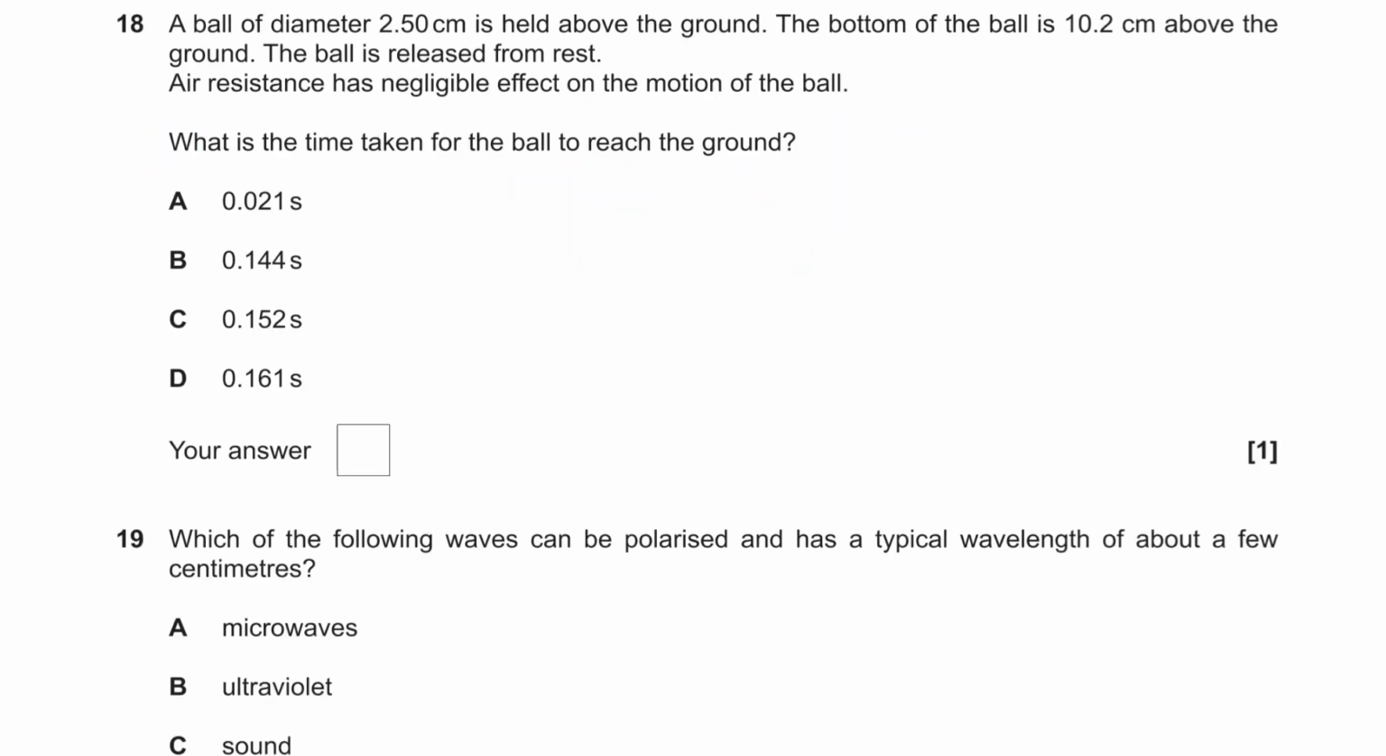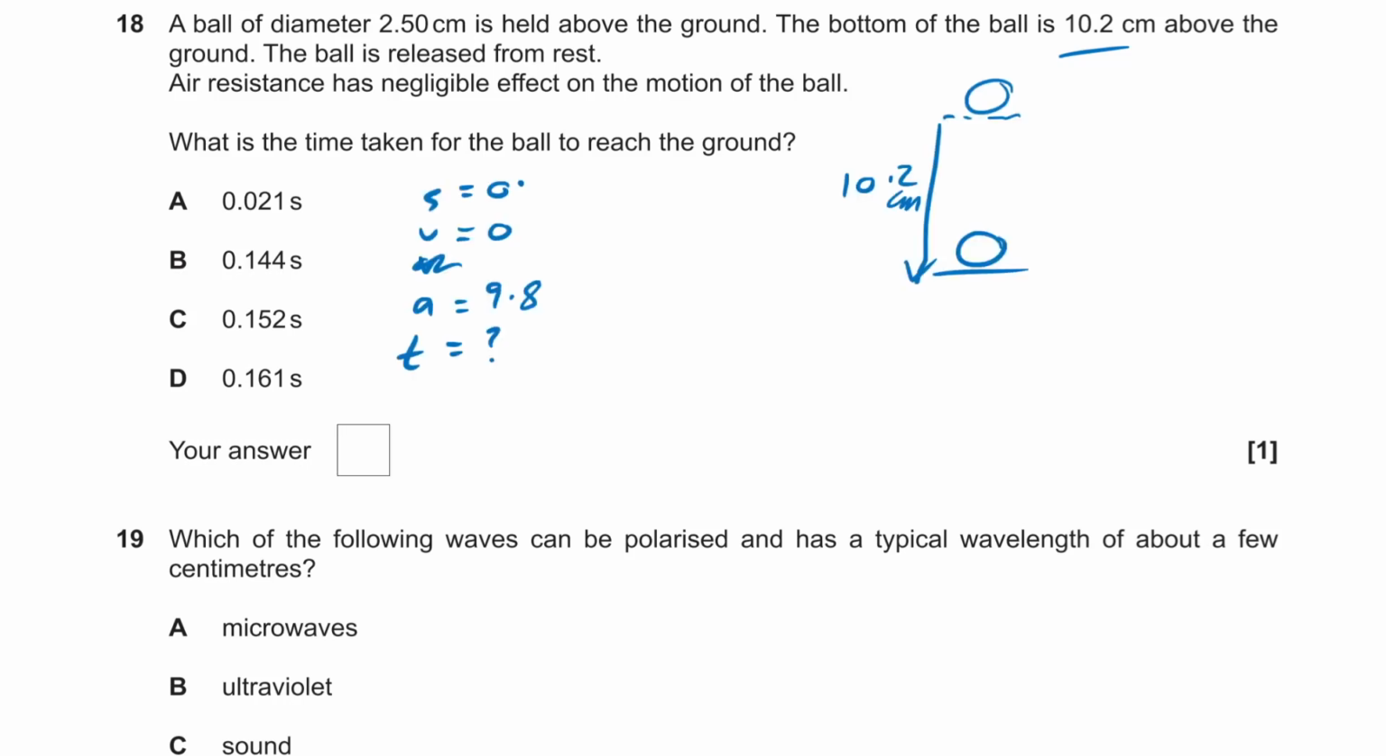Okay, what do we have? A ball of diameter that is held above the ground. The bottom of the ball is 10.2 centimeters above the ground. What's the time taken for the ball to reach the ground? Okay. I feel like they're giving us too much information, but let's have a look at this. SUVAT. So we have S, that's our 10.2, U is 0, A is 9.8, and we're looking for T.